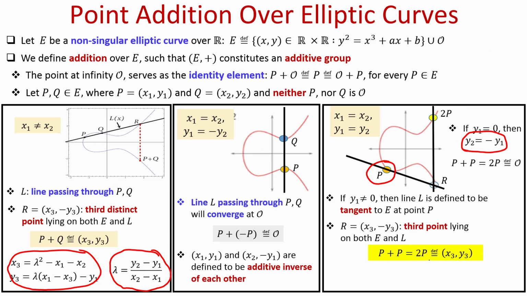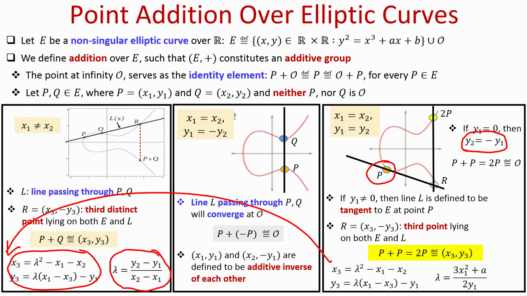So, the result P plus P, which is 2P in this case, will be x3 comma y3, and mathematically again x3 and y3 are exactly the same as they were defined for the case where x1 was not equal to x2. The only difference now is that the slope of the line is different compared to the first case, because in the first case the points P and Q were distinct points, but here the points P and Q are the same point, and that is why the line is the tangent and the slope of the tangent is computed by this formula. And since we are in the case where y1 is not 0, the denominator 2 times y1 is non-zero, and that is why the slope is well defined.